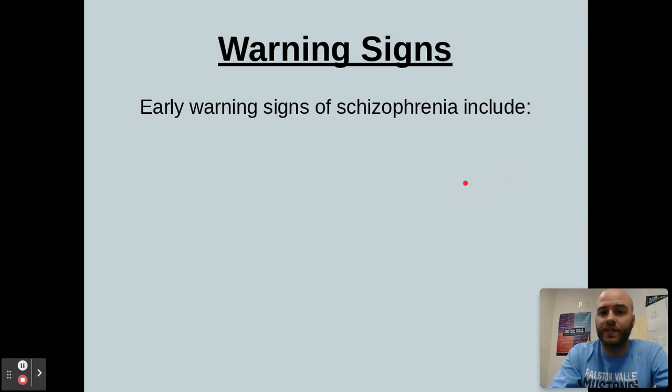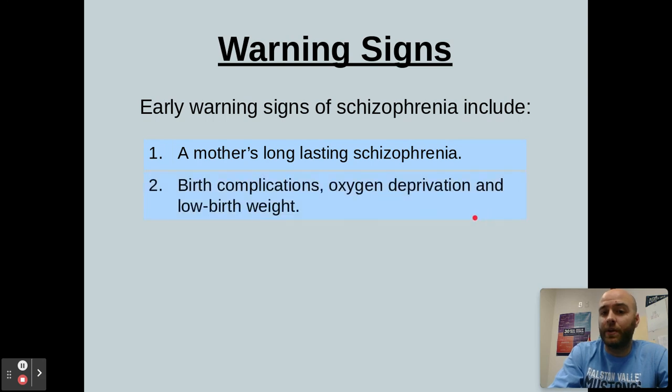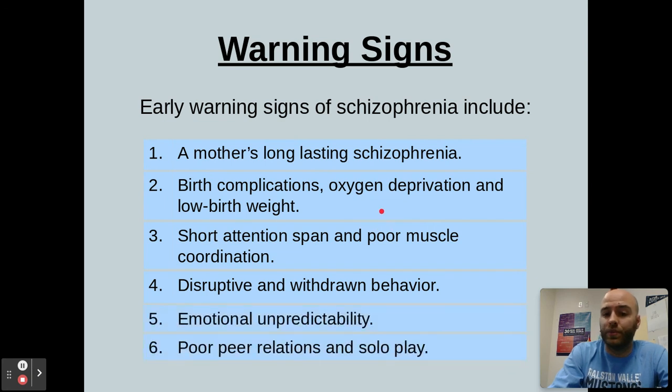Okay. Some early warning signs of schizophrenia include several things: a mother's own long-lasting history of schizophrenia, birth complications, which we mentioned earlier, oxygen deprivation and low birth weight, short attention span and poor muscle coordination, disruptive and withdrawn behavior, emotional unpredictability, and poor peer relations and solo play. So if you are recognizing these symptoms and saying, well, that sounds like a lot of the other disorders that we've discussed, that could be ADHD, that could be a personality disorder, it could be several different things, right? That's the hard part about diagnosing schizophrenia early on, and it makes it difficult to get children help if they do have early onset schizophrenia.